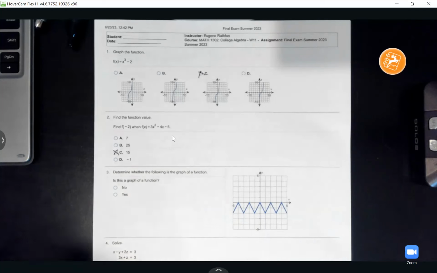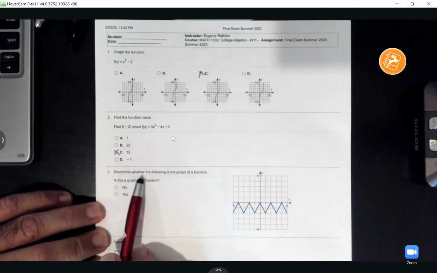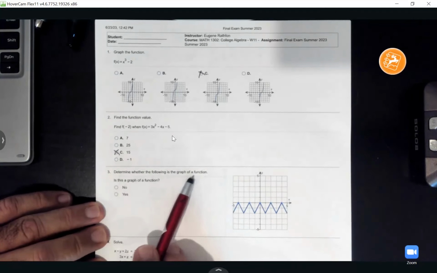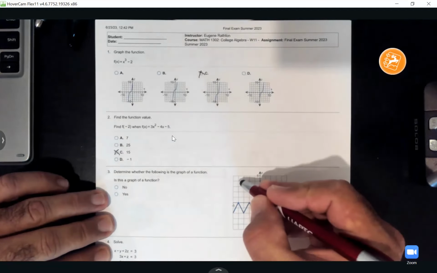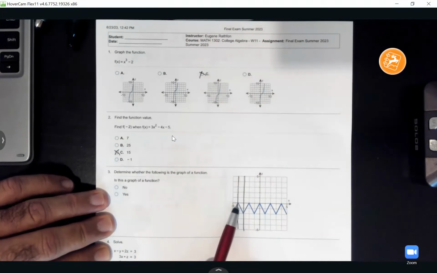So y'all, number 3, I'm going to use this picture here. It wants me to determine whether the graph is a function. Remember, if that graph is a function, it has to pass the vertical line test, which means if I draw vertical lines on here, none of these vertical lines can intersect my graph more than once.